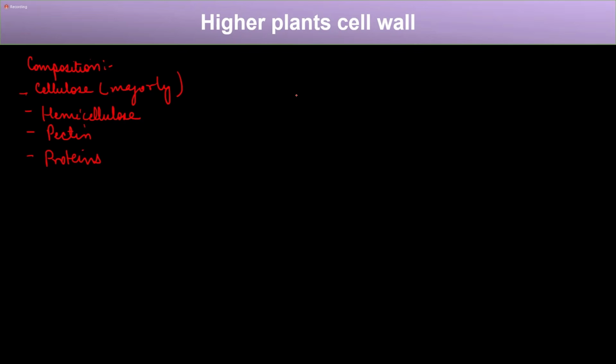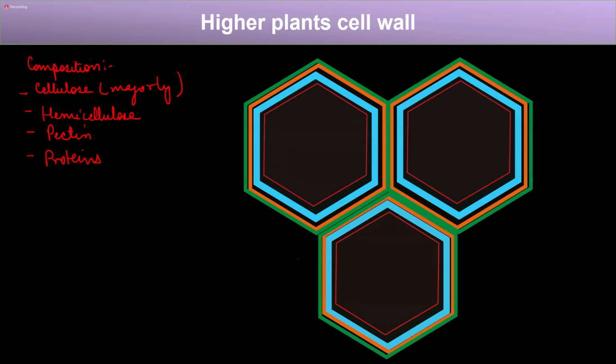Now, what does the structure of a cell wall look like? So here you can see that these are the different layers. So this is cell number 1, 2, 3. Okay. Now you can see that there are different layers surrounding these cells. So the first layer, or the innermost layer, is, what is the innermost layer? The innermost layer is the plasma membrane.